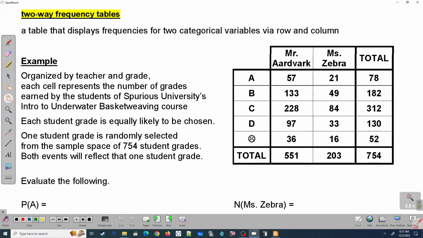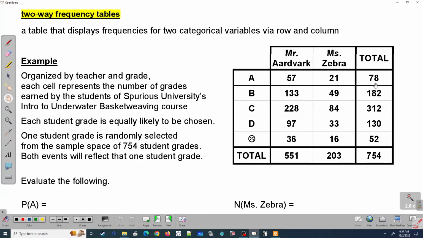Our next page begins by looking at what are called two-way frequency tables. And that's a table that describes frequencies, that would be these numbers right here, of two categorical variables. We've got our different rows, A, B, C, D, in this case a grade, and columns, which is Mr. Aardvark, these are the numbers this way, and Mrs. Zebra. And they're going to come from the Spurious University's Intro to Underwater Basket Weaving course.